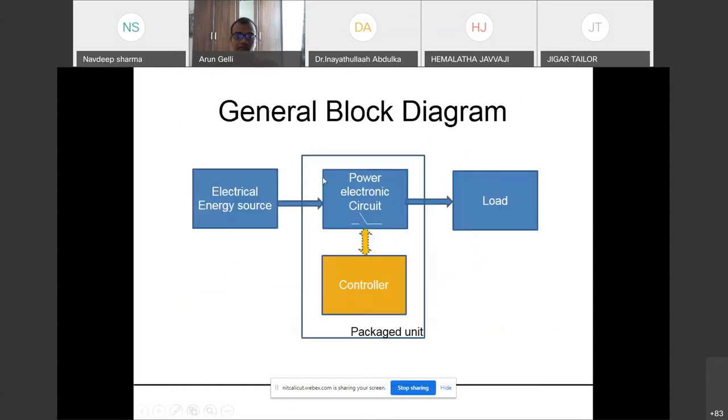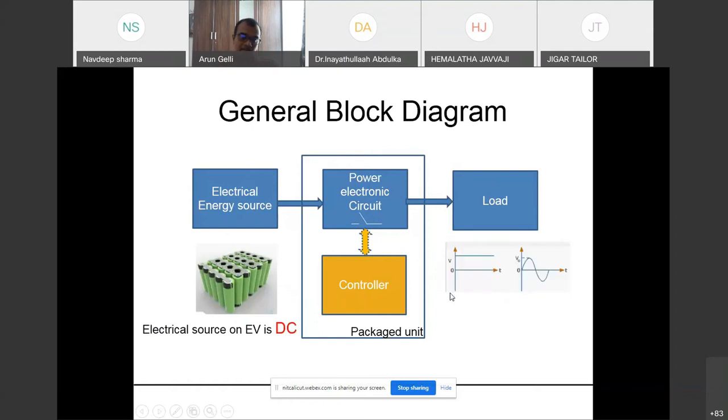Let's look at, in general, the power circuit and also the controller, which will have an input from a source and it will have a load. In the case of an electric vehicle, you have a battery pack which is usually DC, and the loads can be DC or they can also be AC.